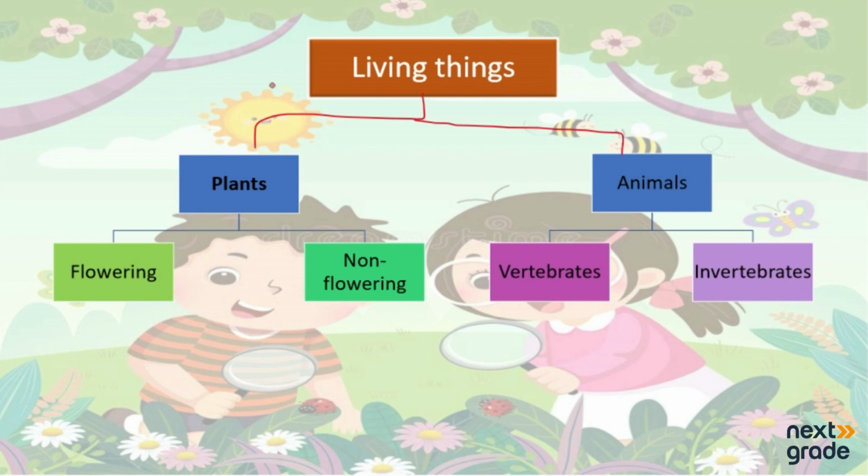Plants जो हैं, they make their own food. ठीक है. But the animals, they don't make their own food. They depend on the plants or other animals to provide them with the food.